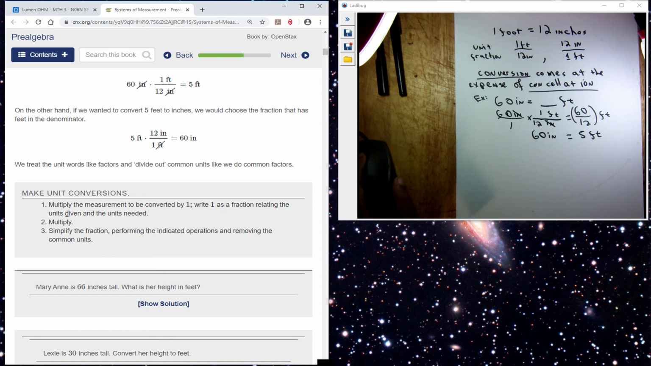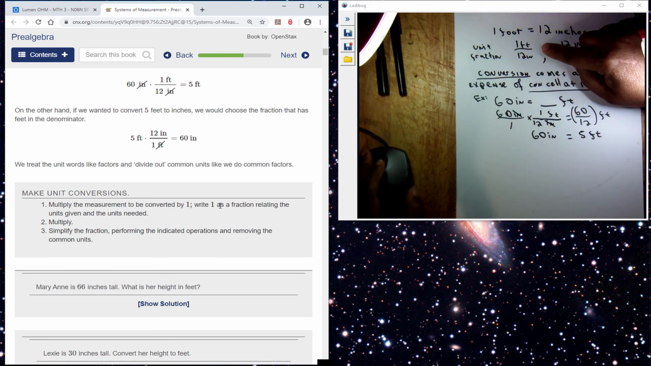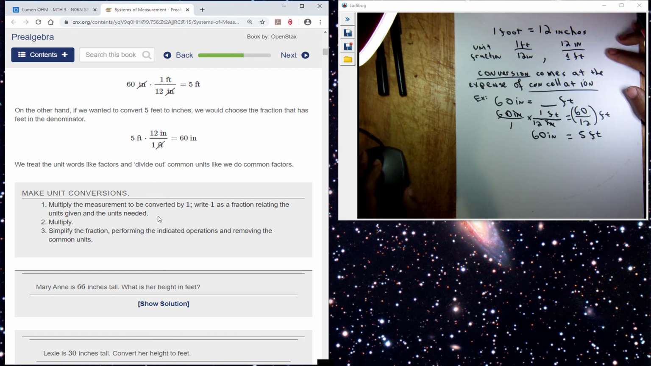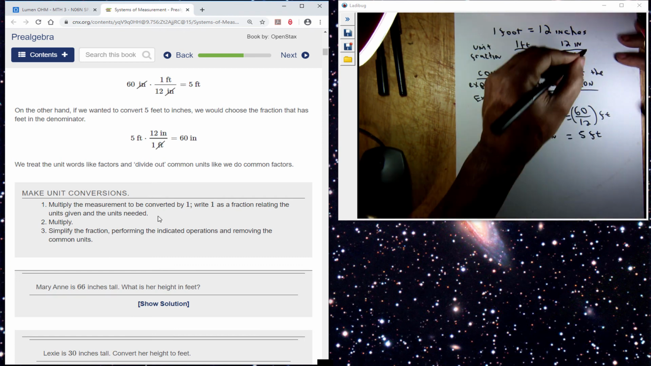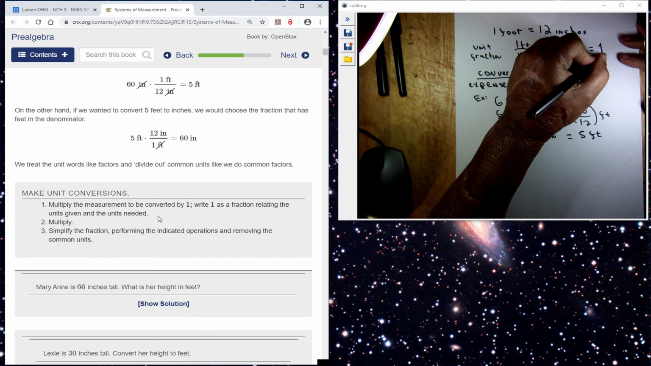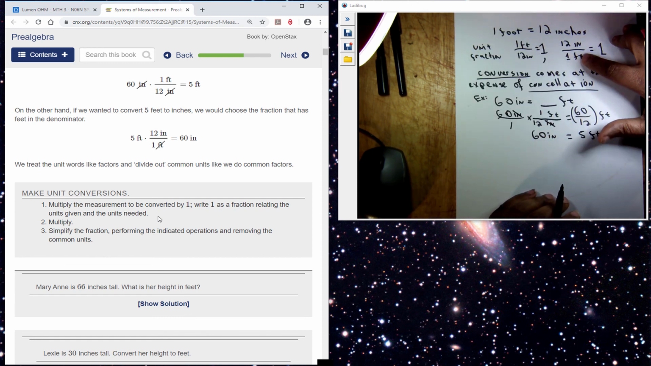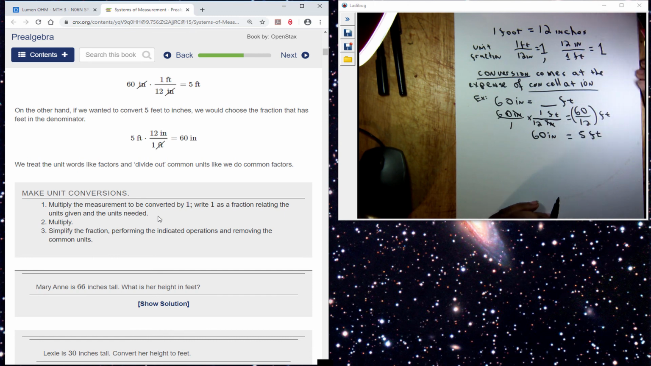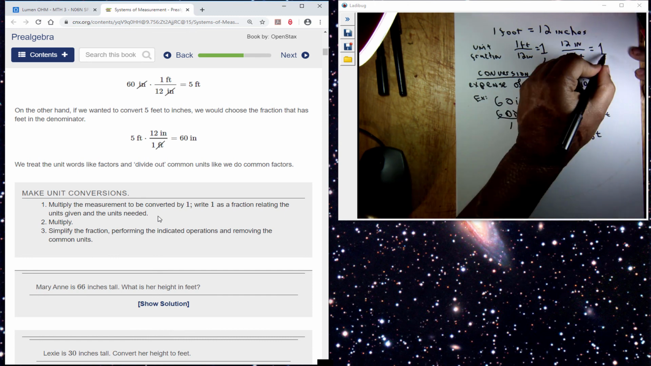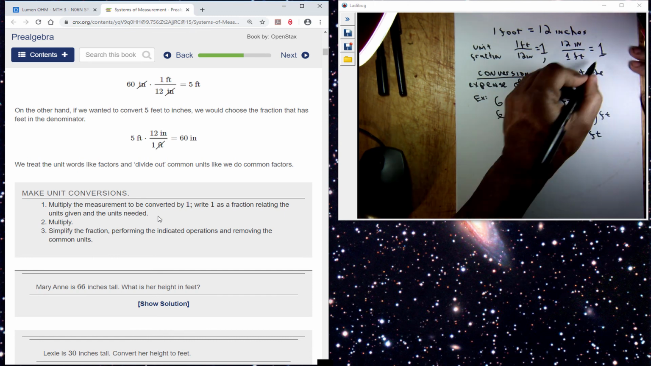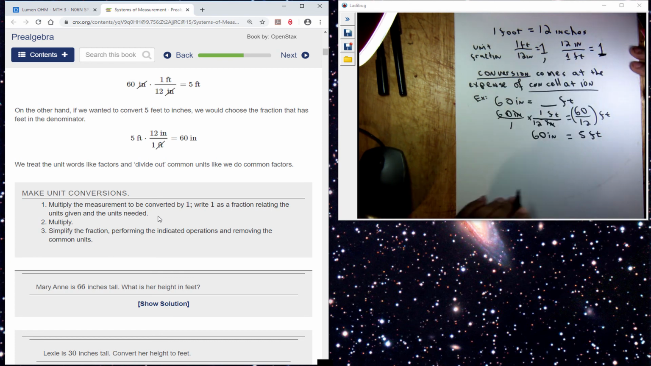So here you have the directions: multiply the unit to be converted by 1. Write 1 as a fraction relating to the units needed. From another point of view, 12 inches is the same thing as 1 foot. They have different units though. So the conversion comes at the expense of cancellation.